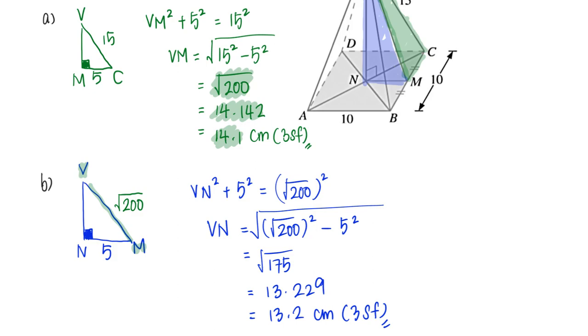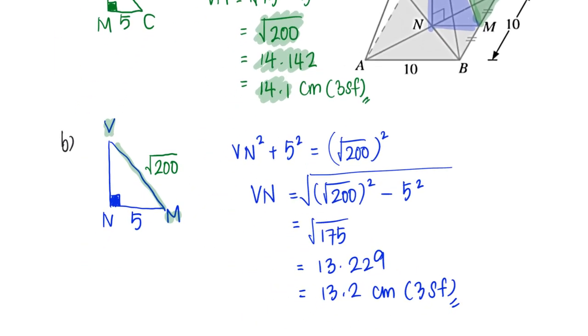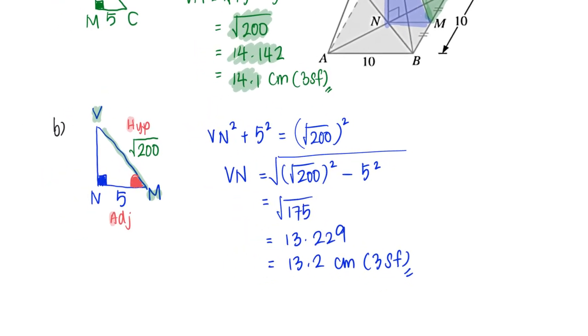And for part C, let's see what we are required to find. Angle NMV. Then I'm going to just go back to this diagram, NMV. So for part C, I'm required to find this particular angle. So with respect to this angle, this will be my hypotenuse, this is my adjacent side. So for part C, I'm going to do it here at the side.